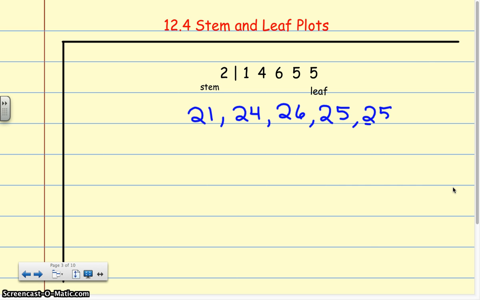What we're doing is we're taking this common 2, pulling it out, and then making that the stem. I have a 1, I have a 4, I have a 6, I have a 5, I have a 5. Those are just different ways to represent 21, 24, 26, 25, and 25.